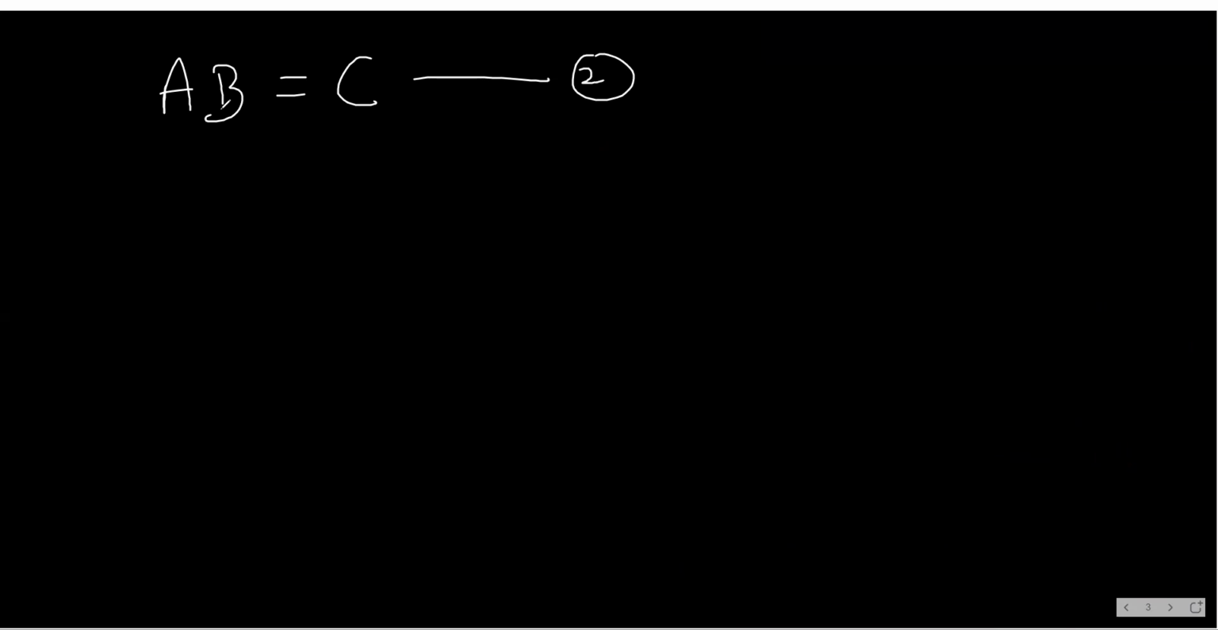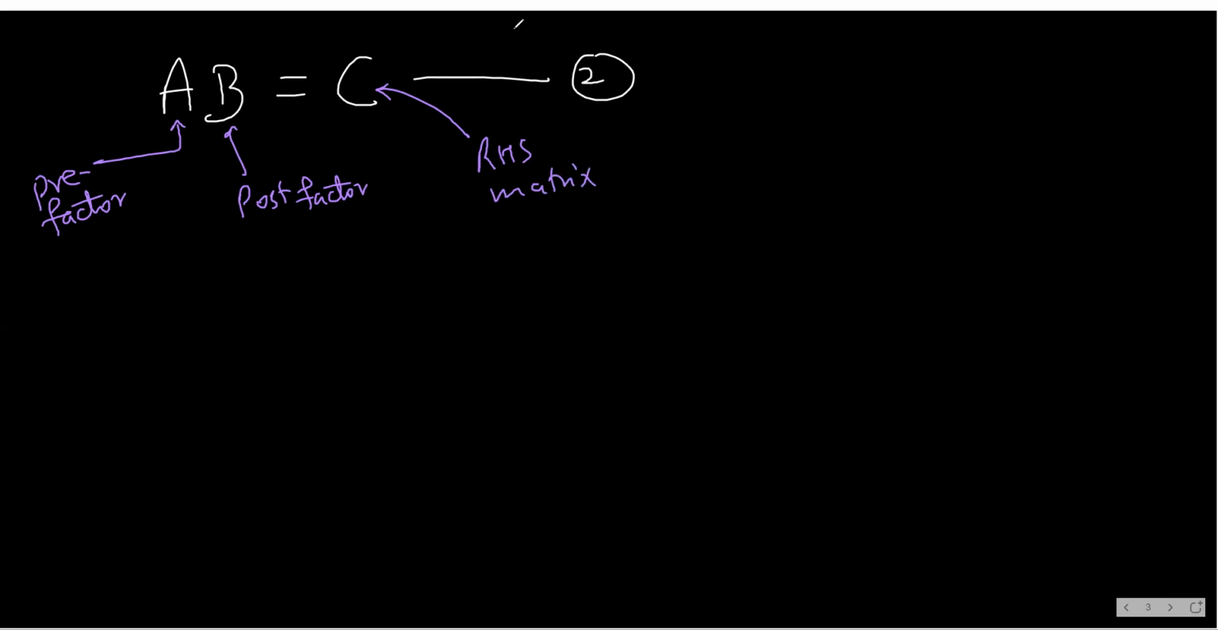Remember students, the column transformation is never applied on the prefactor. This is the prefactor matrix. On the prefactor matrix, we apply row transformation, which I have done. This is the post-factor matrix. And this is the RHS matrix. So remember, I will apply the column transformation on matrix B. And A, we will keep as it is. Whatever column transformation you applied on B, the same column transformation you will apply on the RHS matrix C.